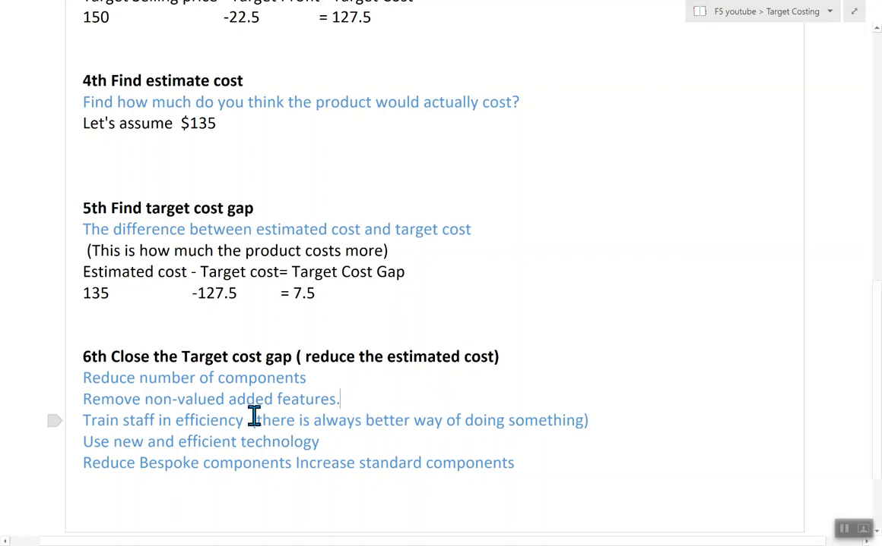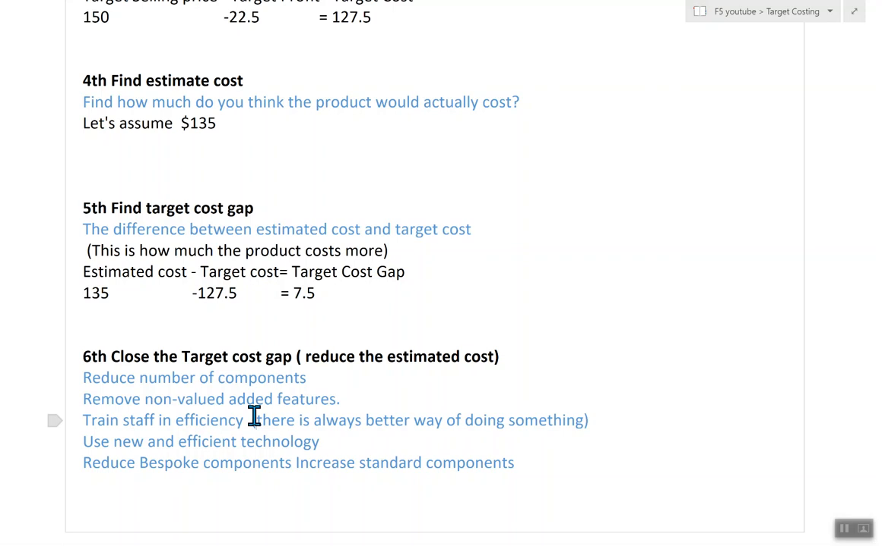Next is train staff on inefficiency. Remember, there is always a better way of doing things. So maybe the current way of doing things takes more time, so we are paying more to our labor, or maybe we are wasting material as well. So train on inefficiency. Use new and efficient technology. Maybe the technology that we are currently using uses more electricity, more power, more material. So the new updated one would be using less. A good example of this is printers. Nowadays you see on TV when printers are advertised, they usually talk about how economical they are.